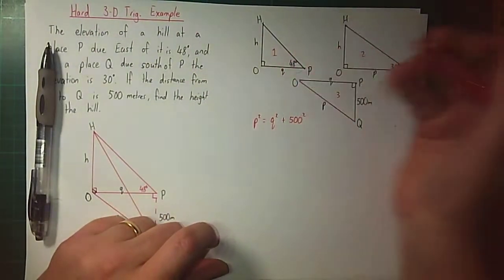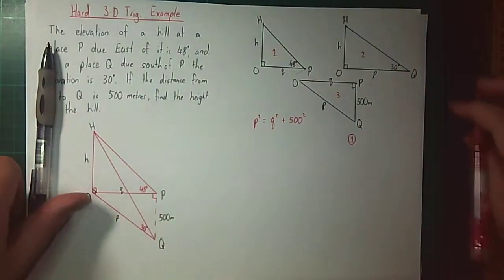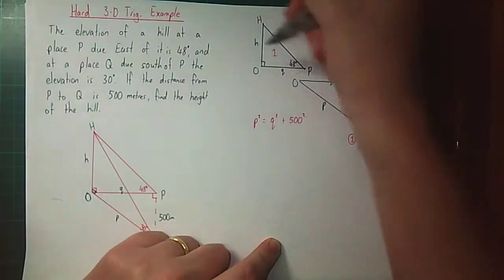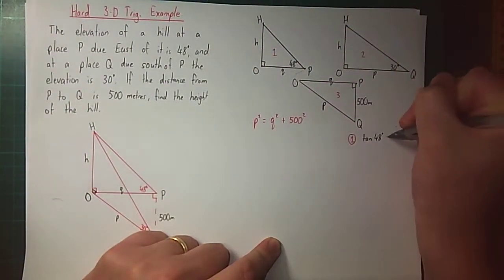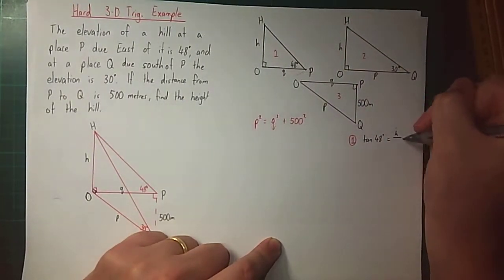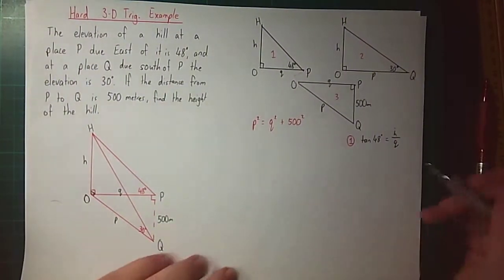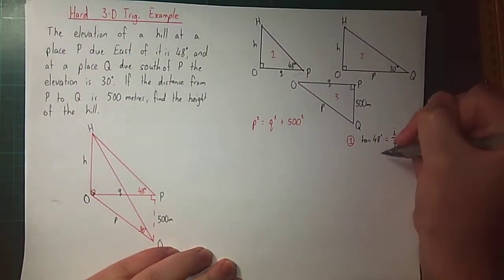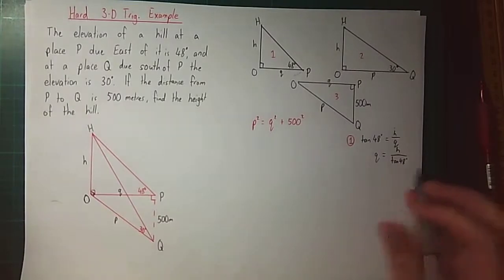For triangle 1, I'll do some working over here. We know that the tan of 48 degrees is equal to the opposite over the adjacent. So that can be H over Q. But we want to know what Q is, so I'm going to switch these. So Q will equal H over tan of 48. Okay, so that's our Q value.